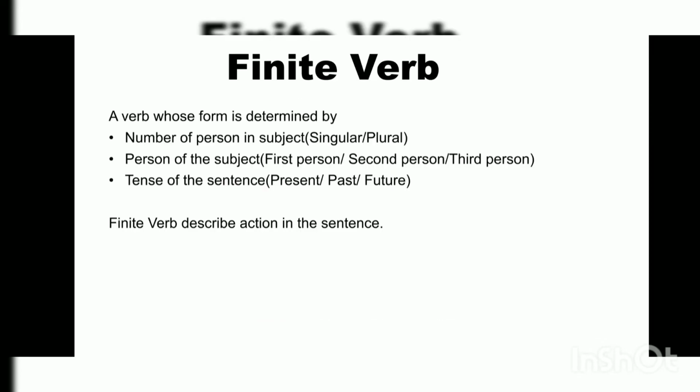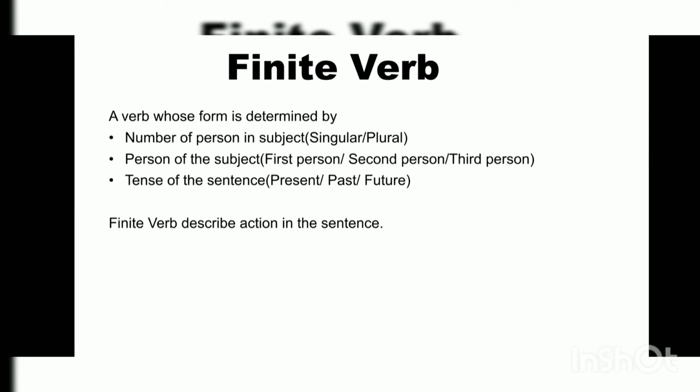The finite verbs are those verbs which are used in the sentence, and these verbs are based on the subject, the number of the persons in the subject, for example singular or plural, the person, first person, second person, third person, and the tense of the sentence, present tense, past tense and future tense. Suppose there is a verb try in the sentence, so that I try to do this. Though the try is based on the subject I, if the I changes to he, the form changes.